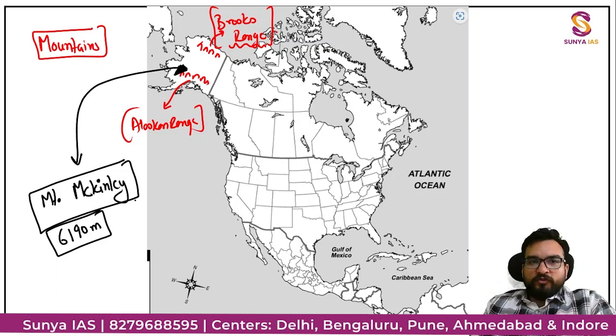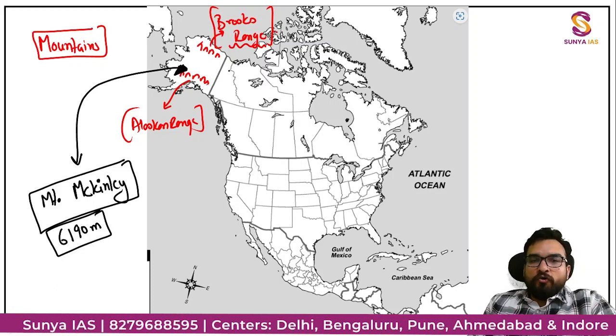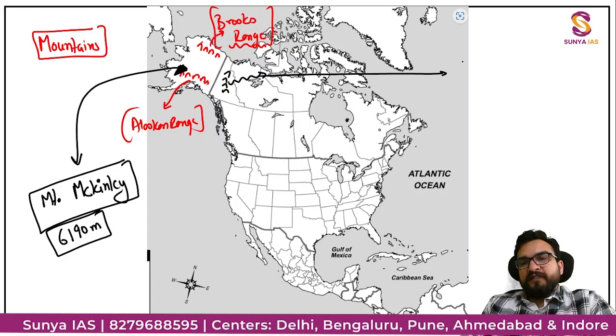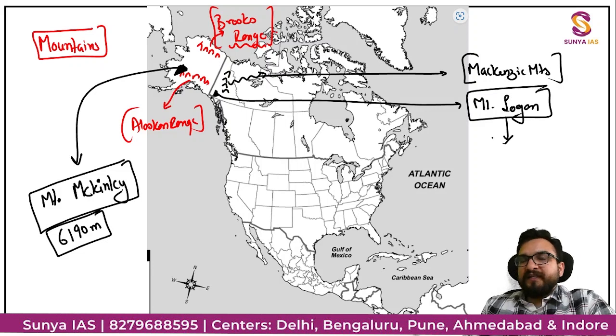Alright, guys. Now this is done. Brooks Range, Alaskan Range. In the Alaskan Range, you will find Mount McKinley, and Mount McKinley is the mountain which you have to remember. Also, you will find one range over here that is present in Canada, and that is the Mackenzie Mountains, guys, right. Over here you will find the highest peak of Canada, named Mount Logan.